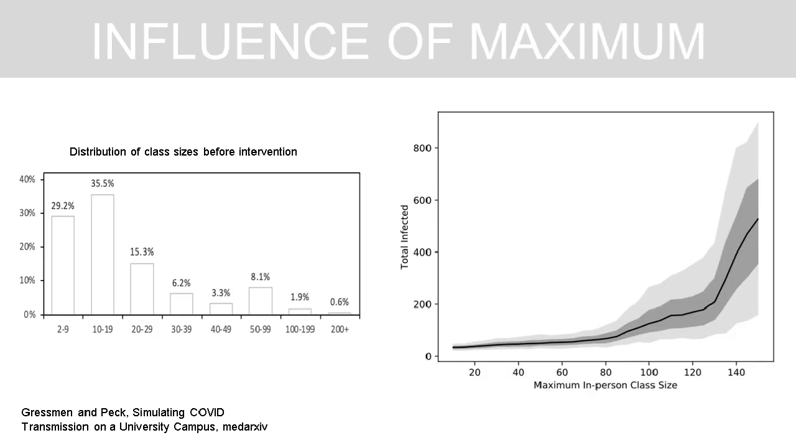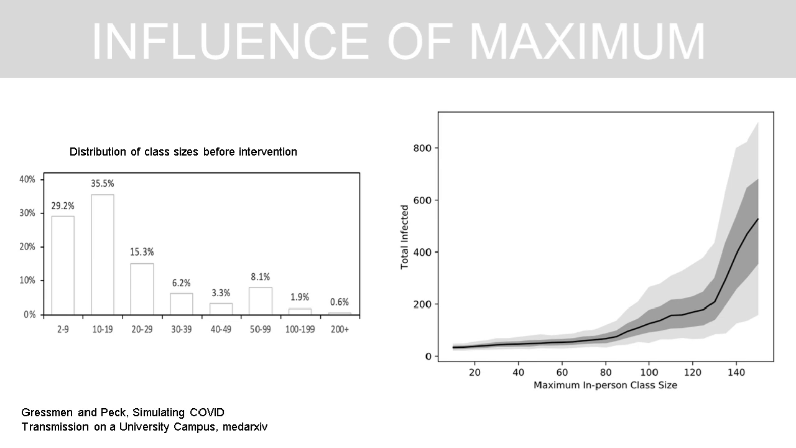So similar to what we found at UCSD, one of the first things they looked at was the impact of in-person classrooms. So the left-hand side shows the distribution of class sizes before an intervention, with the vast majority of classes being smaller in the 10 to 30 range, but there were 8% of classes in the 50 to 99 range, and just a couple percent of classes that had class sizes over 100. This is pretty similar to what we saw in UCSD as well.